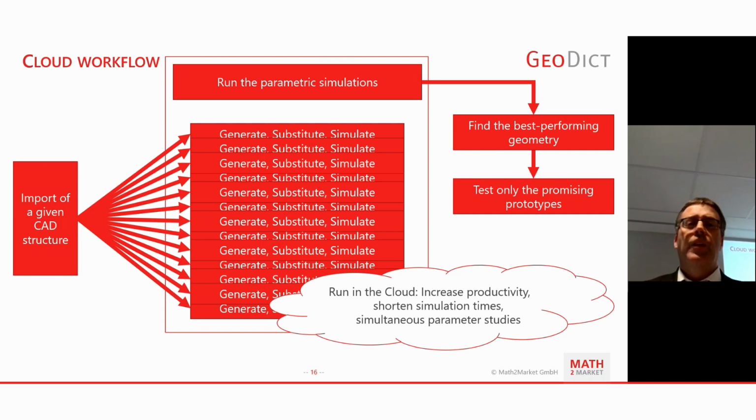In our case, we'll import the given CAD data, import our CAD structure, and then generate, substitute, and simulate. This can be done in parallel in the cloud. Then, collecting all these results, we find the best performing geometry and the promising prototypes, and can then do this at the test bench. Now, let's start with the workflow in detail.